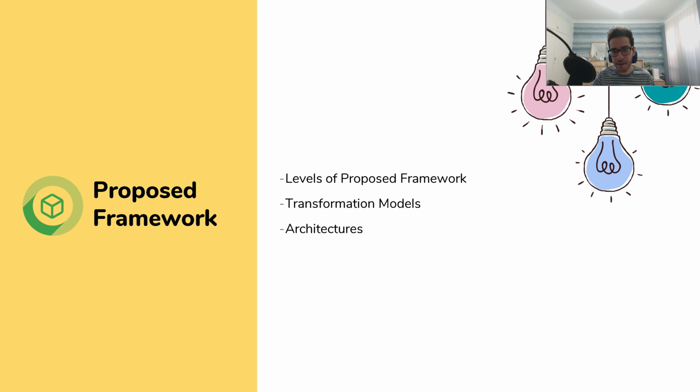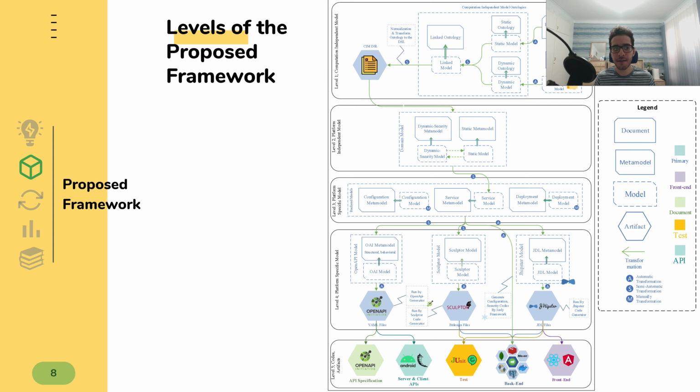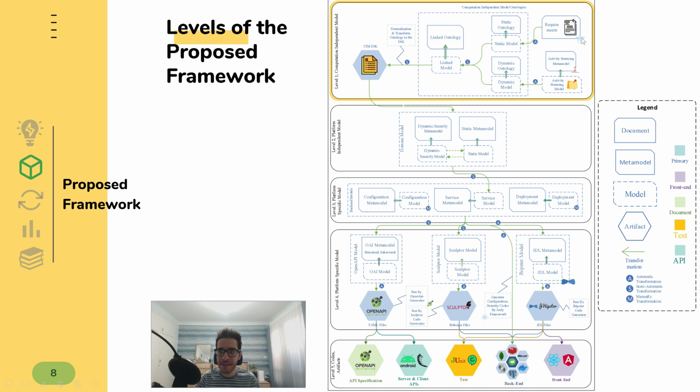Proposed framework. We propose a model-driven framework with 4 levels of abstraction. At the first level, we extracted the domain model with textual requirements and activity storming models. These models are transformed into ontologies. Ontologies are the ubiquitous language for our framework. Then a DSL is created from the linked ontology.